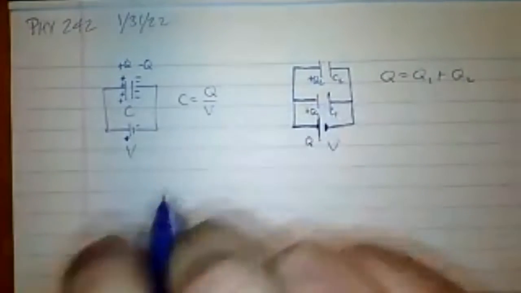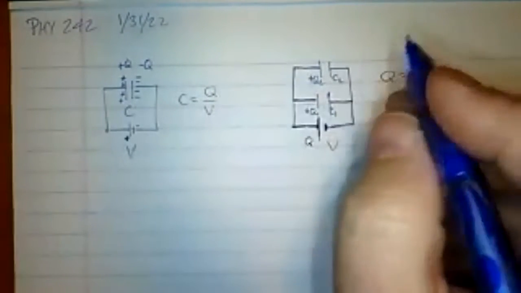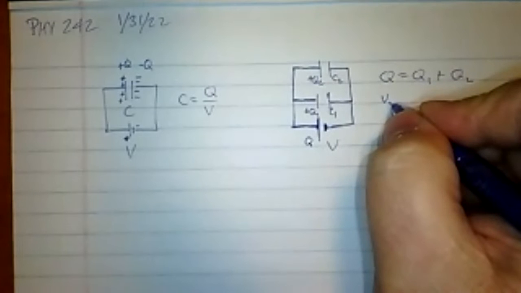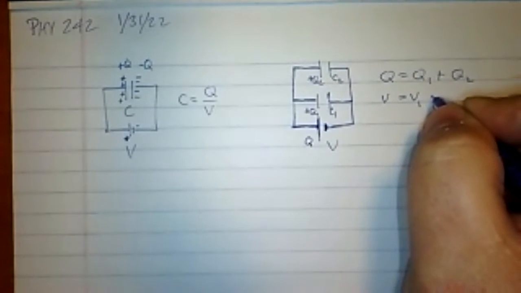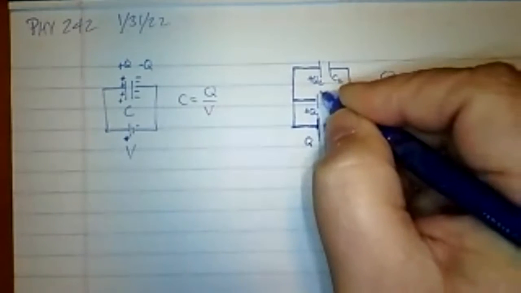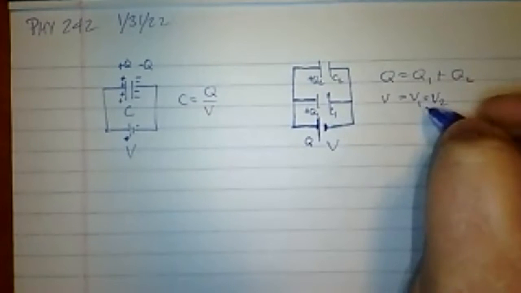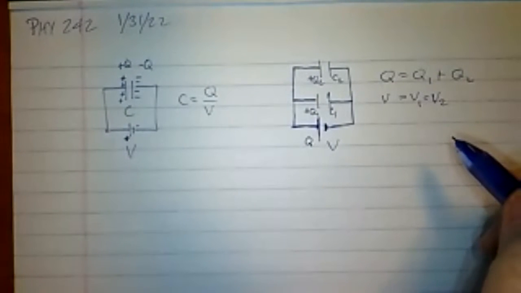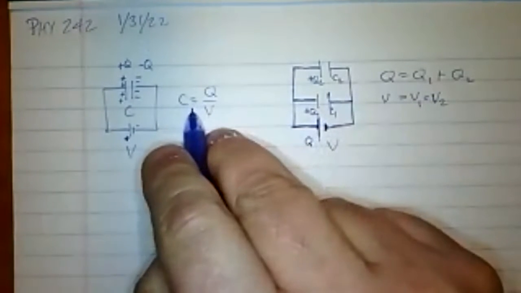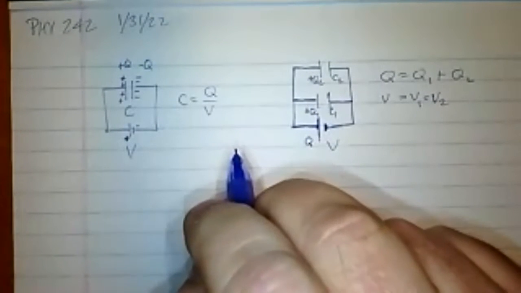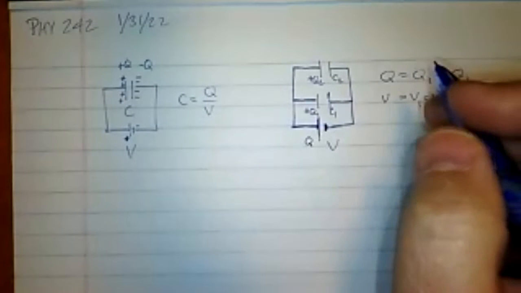And from that, you can say, well, wait a second, the voltages are all the same. So that means V, which is the voltage of the battery, is equal to V1, but it's also equal to V2, meaning the voltage of capacitor 1 is V1, the voltage of capacitor 2 is V2. So what we can do is we can use this and find out what Q is. Q is equal to C times V.